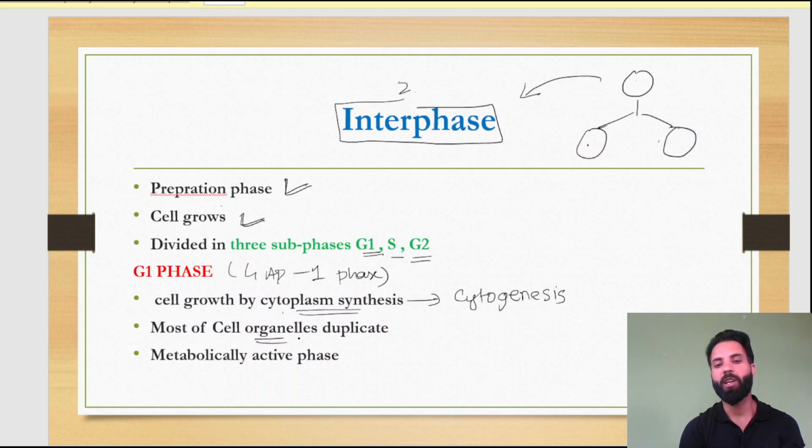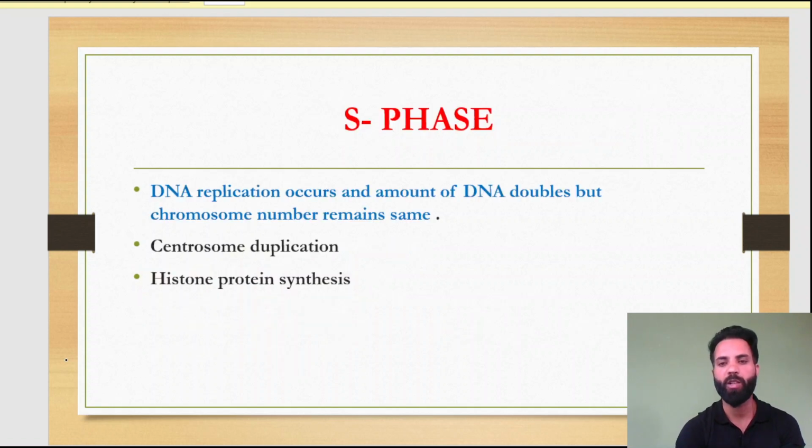And most of the cell organelles duplicate in this G1 phase. And what is duplication? It is simply, the lysosome will make its own copy. The Golgi apparatus will form its own Xerox copy. So that's called duplication. And this is the metabolically most active phase. G1 phase is the metabolically most active phase. So this was about the G1 phase.